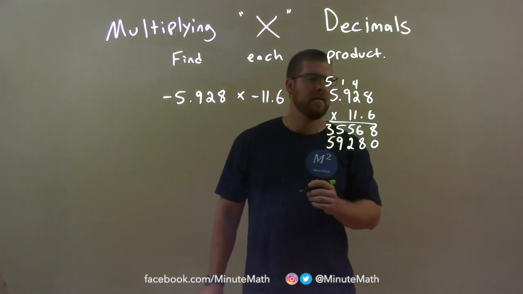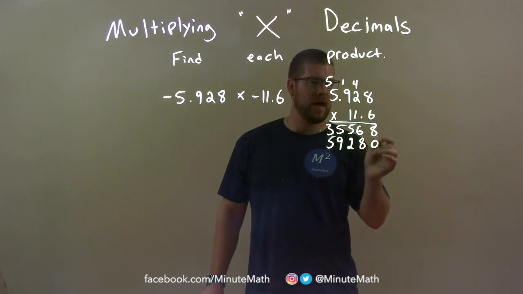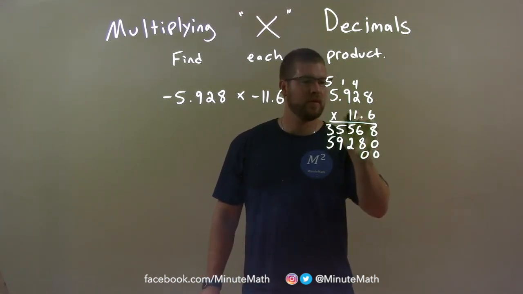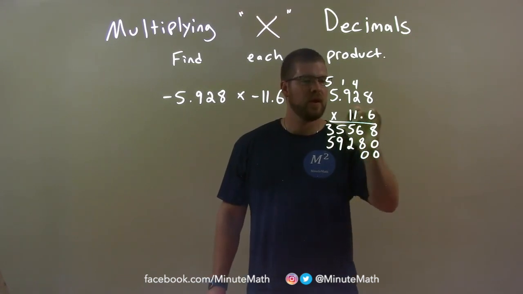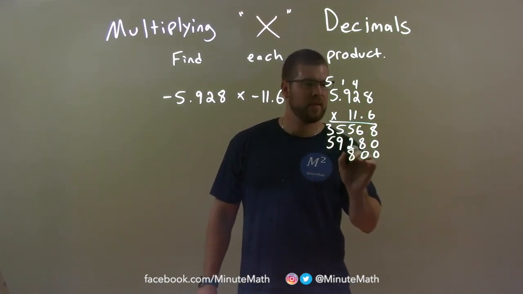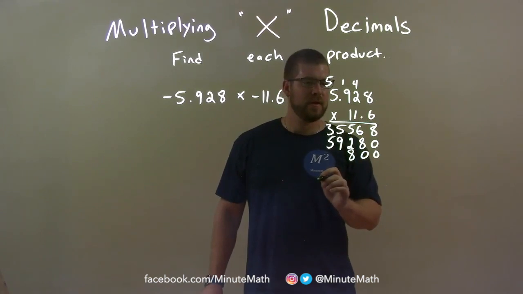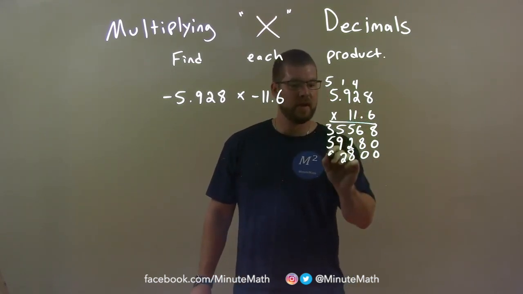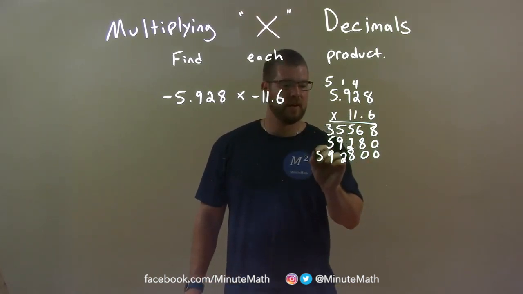Then, we have another place value. All right, so we have a 0 and another 0, right? We're going to deal with this 1 right here. So these two place values. 1 times 8 is 8. 1 times 2 is 2. 1 times 9 is 9. And 1 times 5 is 5.